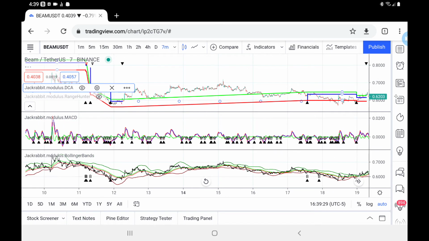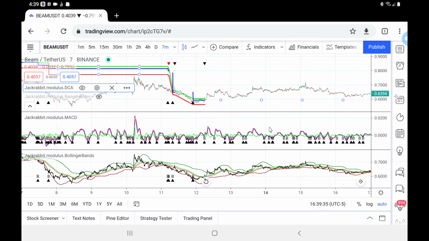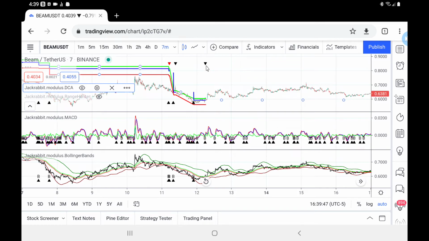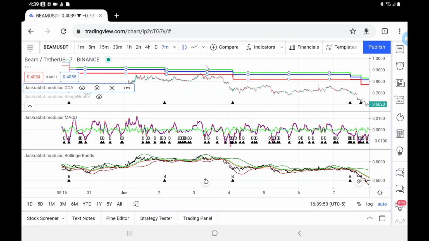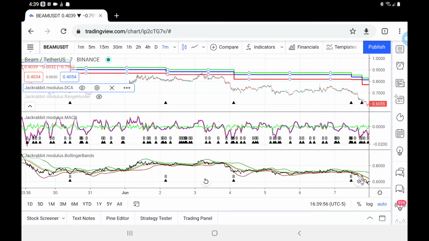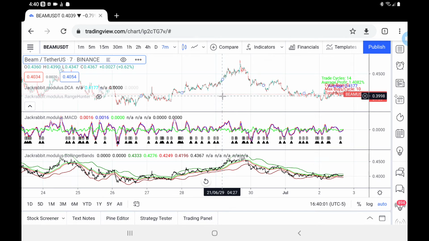Okay, let's see. There's the exit point. There's the breaker. So it got out, got back in, sold a profit, got back in, accumulated, sold a profit. So it still pulled off a profit even though it got out early. Okay. And it's not a bad profit either, considering.